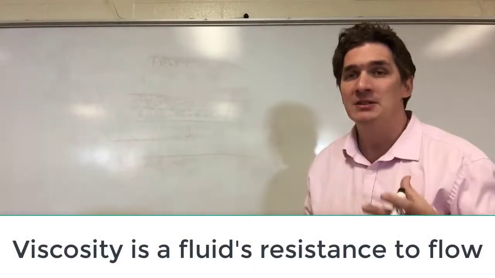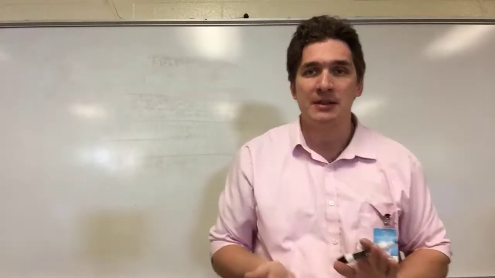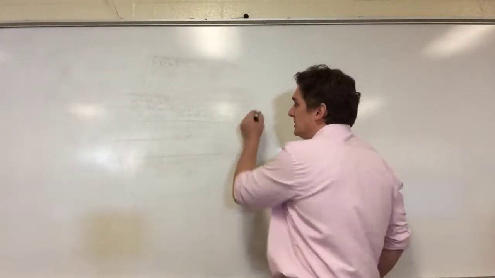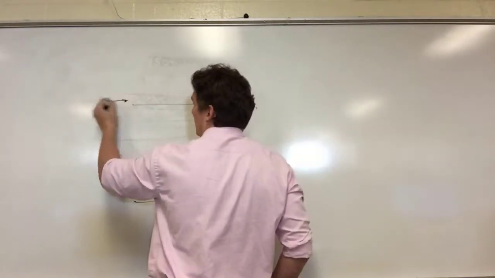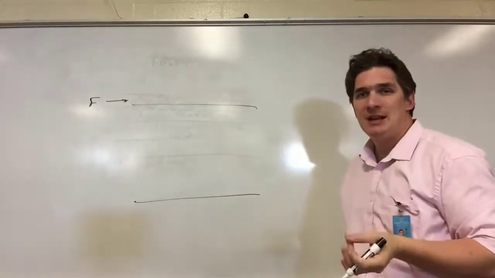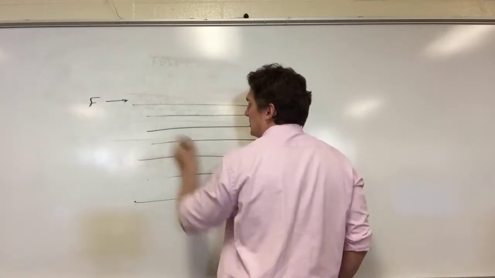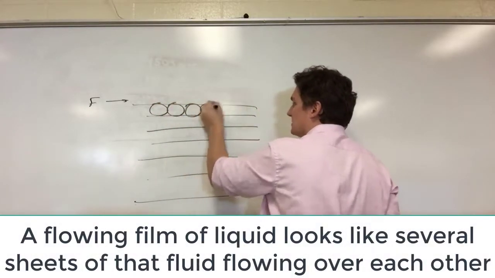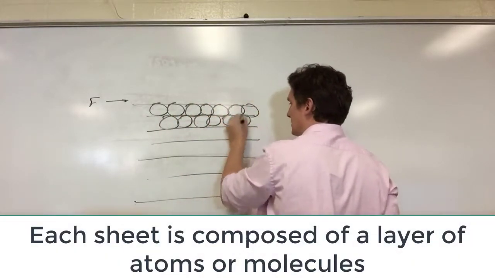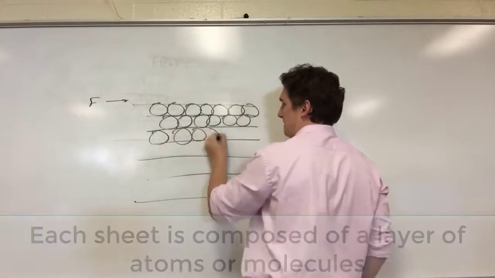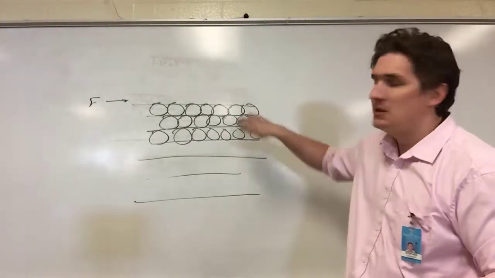Now, viscosity basically describes, if we apply a force to a liquid, how well does it move as we apply this force? So if we take a sheet of liquid across the surface and we apply our force, we can take this liquid and break it into a whole bunch of different layers. And each layer is composed of a sheet of atoms. Now, these sheets of atoms are stuck together, just as these molecules are stuck together.